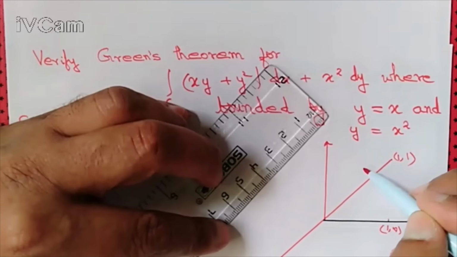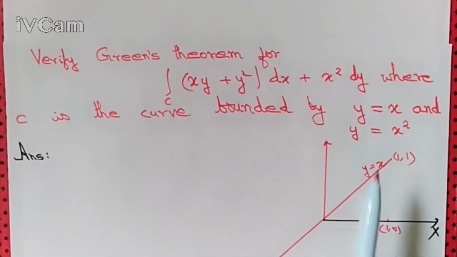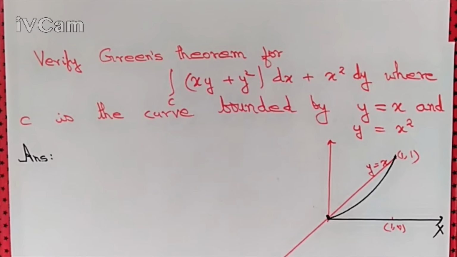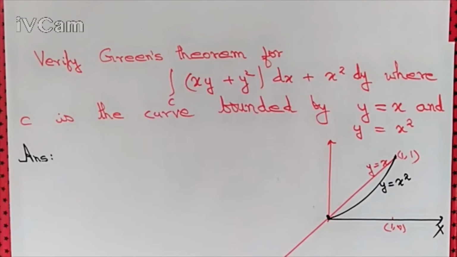Well, we have the line y equal to x. What about y equal to x square? That's a parabola. We can see that y is always positive. So we draw the parabola y equal to x square. We just need a rough parabola, but what is important is the direction.